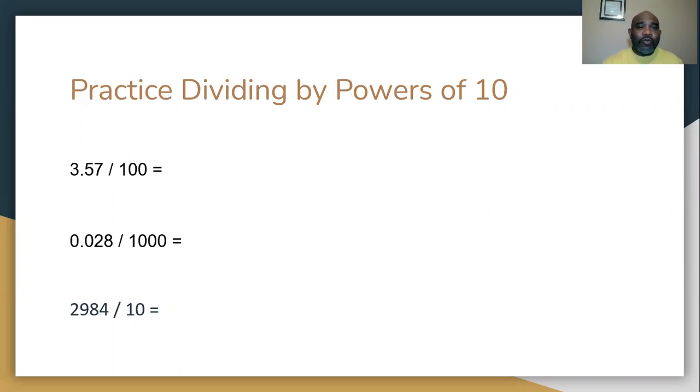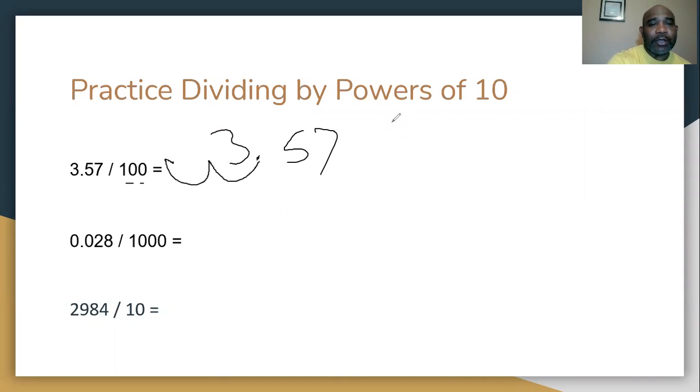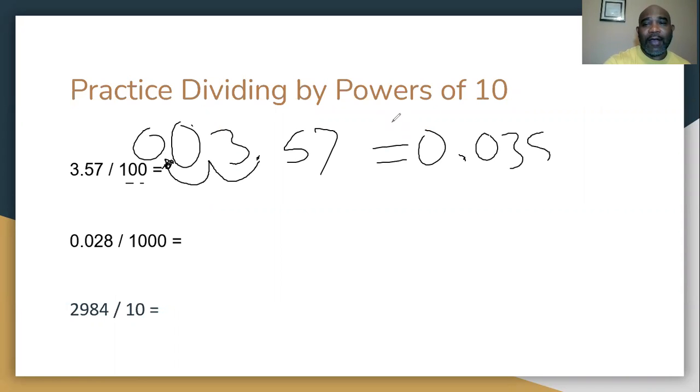All right. 3.57 divided by 100. Well, we know, once again, this is kind of straightforward. 3.57. We have 1, 2 zeros, so we're going to move it 1, 2 places to the left. We have to stick in a 0 for our empty spot. Our new number is 0.0357.